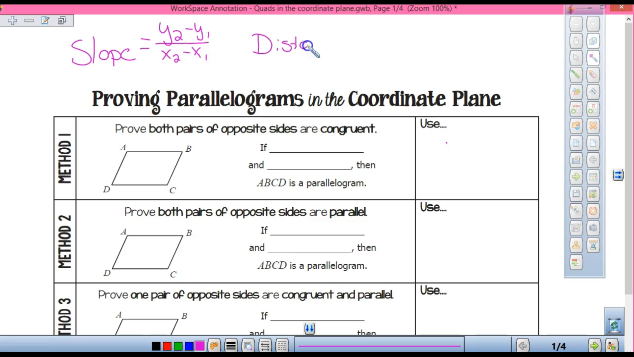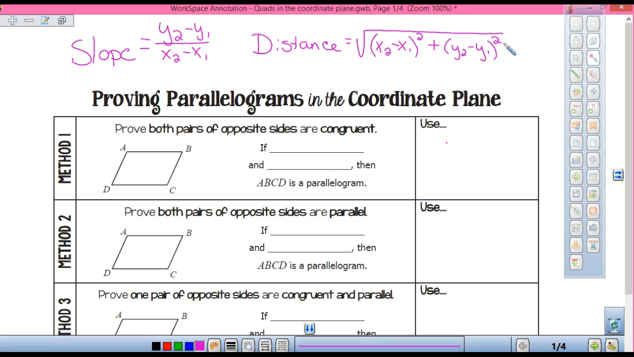To tell if I have congruence, we're going to have to use the distance formula. Anybody have any clue what the distance formula is? It's a giant square root sign: the square root of x2 minus x1 squared plus y2 minus y1 squared. Make sure you write those down correctly.